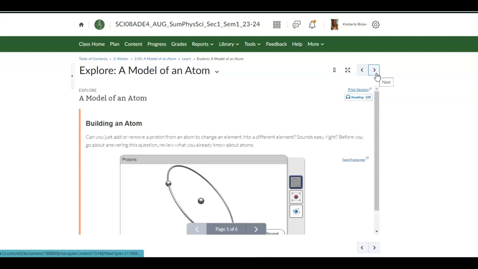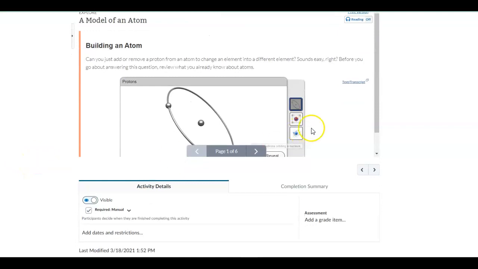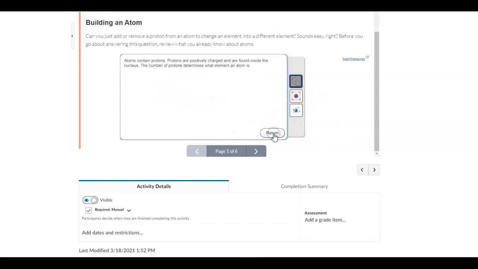All right, so when you're building an atom, it says, can you just add or remove a proton from an atom to change an element into a different element? Sounds easy, right? Before you go about answering this question, review what you already know about atoms. So from previous lessons, we know there are protons. Protons are positively charged, and they are found inside the nucleus. The number of protons determines what element an atom is. So that's an important thing to have in your notes. Actually, that whole sentence would be great. So if you're watching the recording and you want to pause it so that you can jot that down, you can do that.